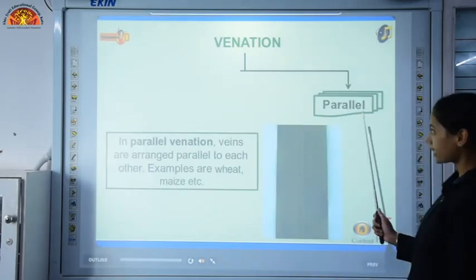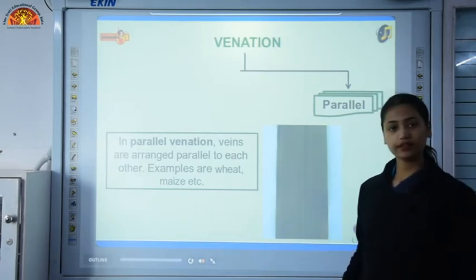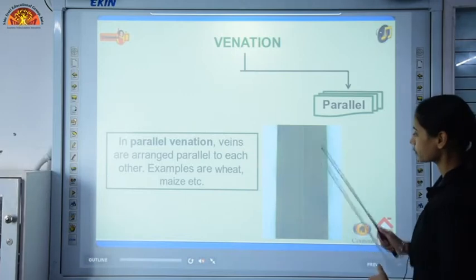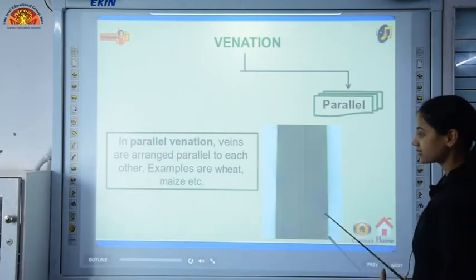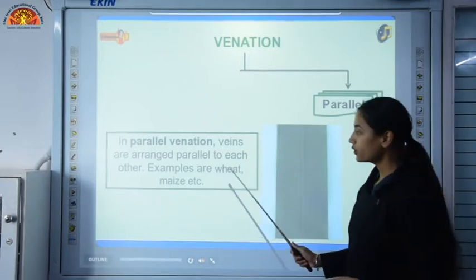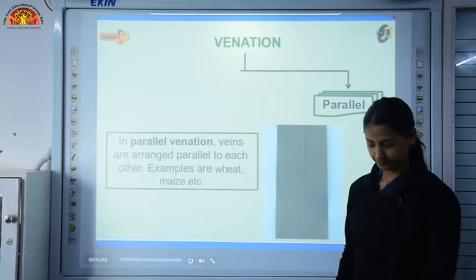Then in case of parallel venation, the veins are arranged parallel to each other. They are parallel to each other, as you can see. You can see straight lines. These lines represent veins. Examples of those plants are wheat and maize.